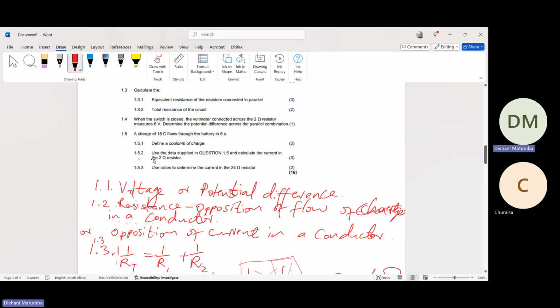Now, a charge of 18 coulombs flows through a battery in 6 seconds. Define a coulomb of charge. What is a coulomb of charge? I forgot, sir.